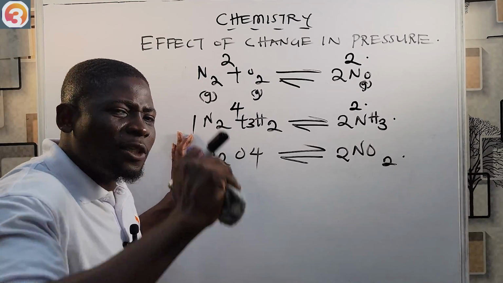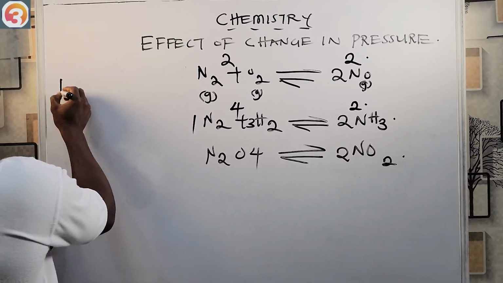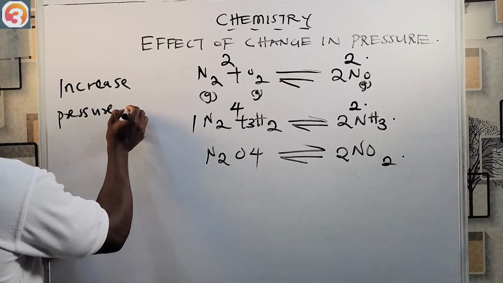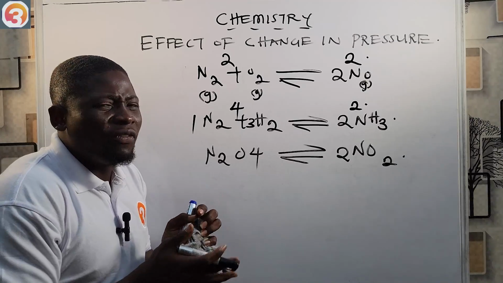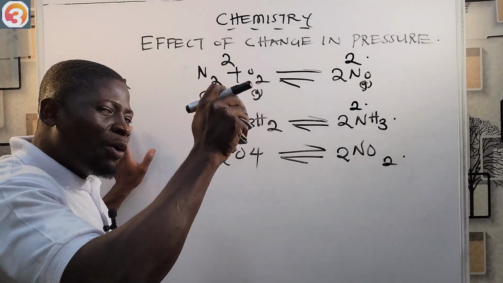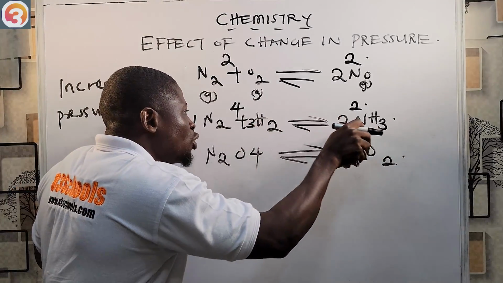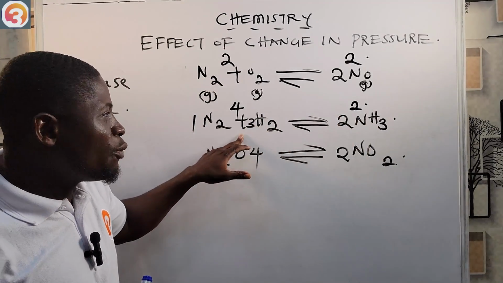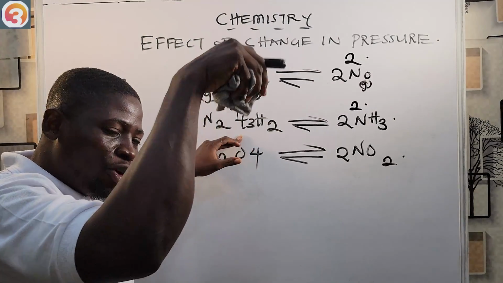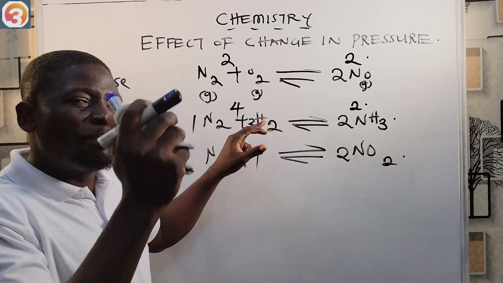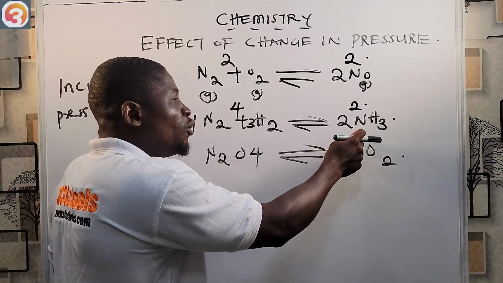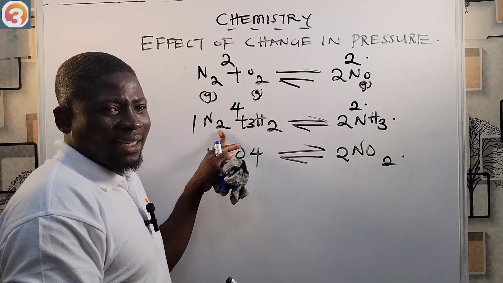Now, if you increase pressure on that second case, where will it be favored? If pressure is increasing, which reaction will it favor? We have seen that when pressure is increasing, volume is decreasing. So if you're increasing pressure, it will favor the forward reaction, because it has less volume of gas than the reactant.